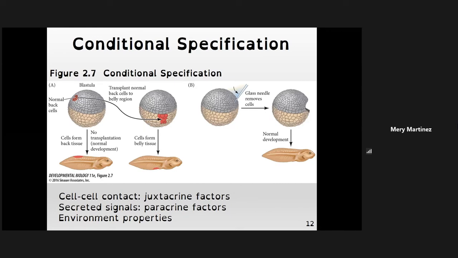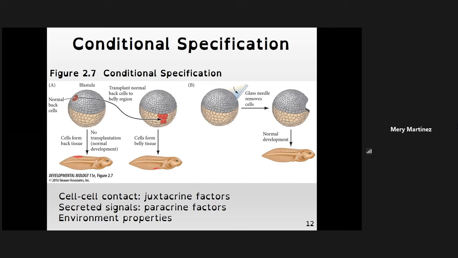Okay, so the second type of specification is the conditional specification. This conditional specification is present in some invertebrates and especially in vertebrates. Conditional specification is a process in which cells achieve their respective fates by interacting with other cells. So they require other cells to tell them what to become. It is called conditional specification because the fate of a cell depends on the conditions in which the cell finds itself.